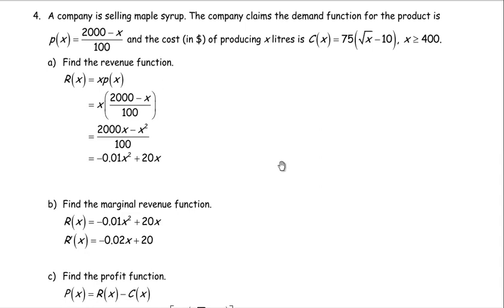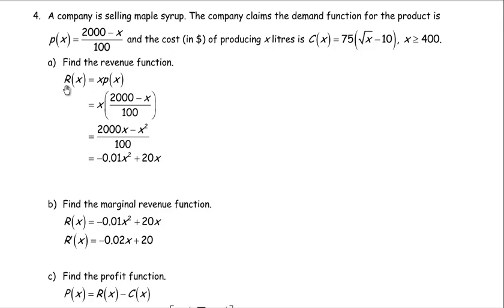Question number 4. A company is selling maple syrup. The company claims the demand function for the product, P of x, the price function or demand function, is 2,000 minus x over 100. And the cost in dollars of producing x liters is this function. C of x is 75 times the root of x minus 10. And this is supposed to only be valid for producing more than 400 liters.